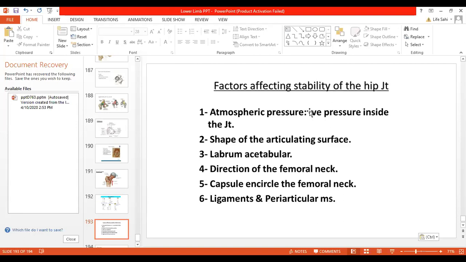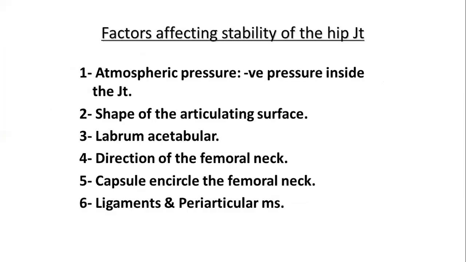So the stability factors that affect the hip joint include atmospheric pressure, in which negative pressure inside the joint matters. Then the shape of the articulating surface. You can see that the articulating surface, that is the acetabulum proximally, is a cup-shaped, hollow depression on the lateral side of the hip bone that is further deepened by the presence of the acetabular labrum, so that the spherical head of the femur may fit into the socket of the acetabulum.